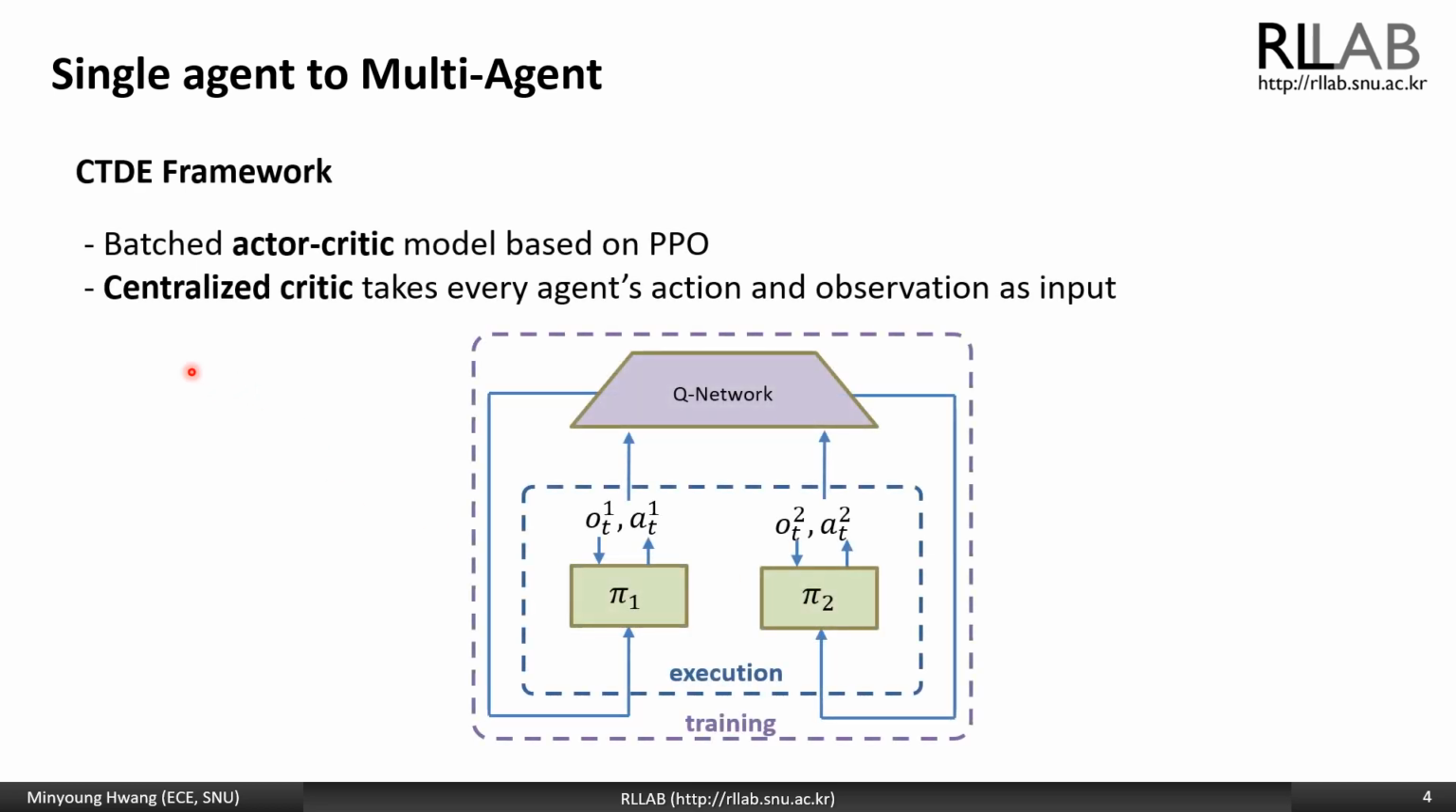This partial observability problem can be solved using centralized training and decentralized execution, which is called the CTDE framework. Using this framework, agents are trained with access to centralized information during training time, but execute their actions based on their local observations. We develop a batched actor critic model based on PPO algorithm, and our centralized critic takes every agent's action and observation as input.